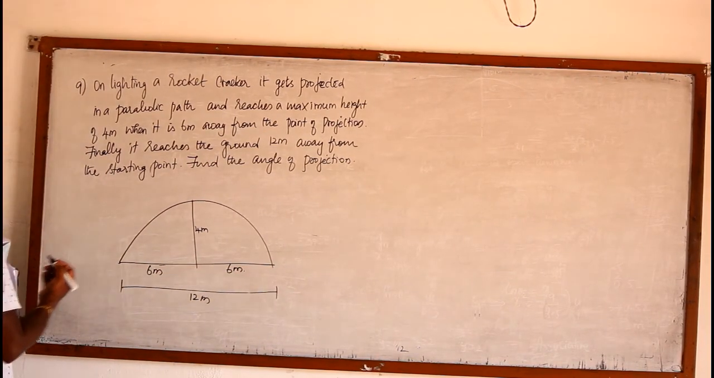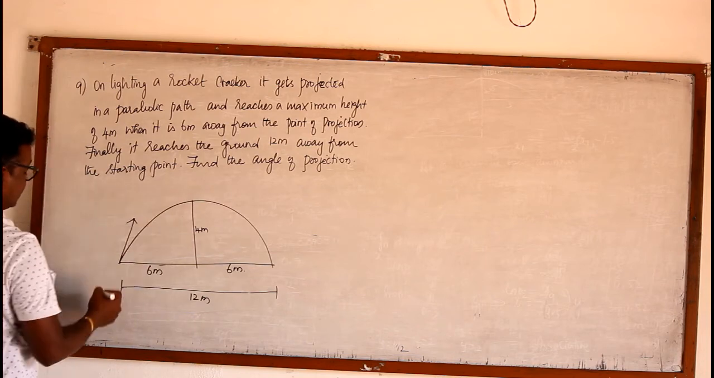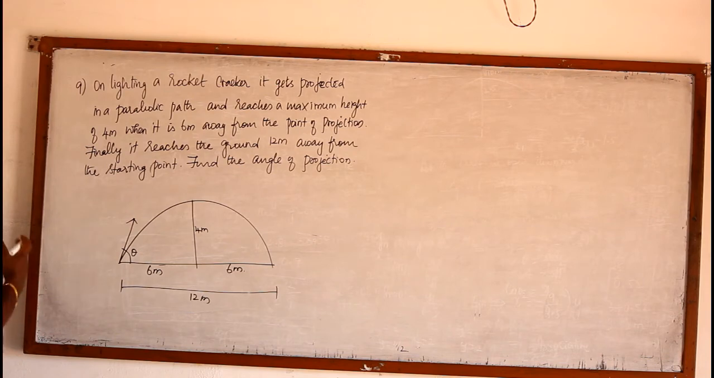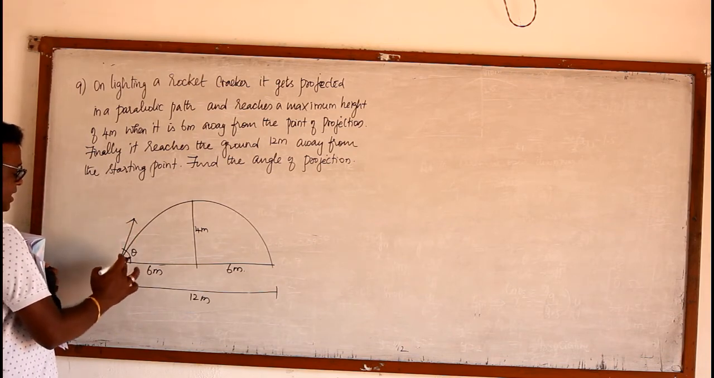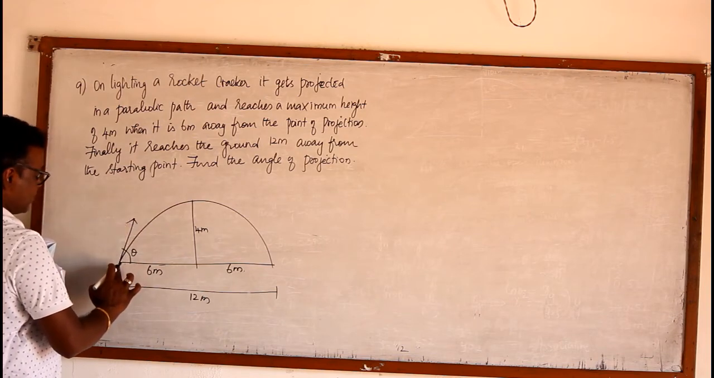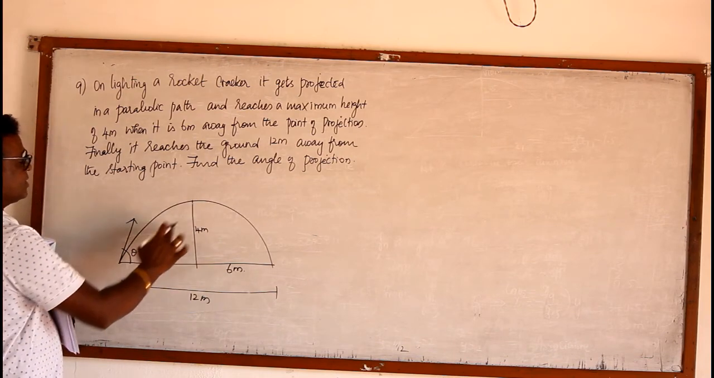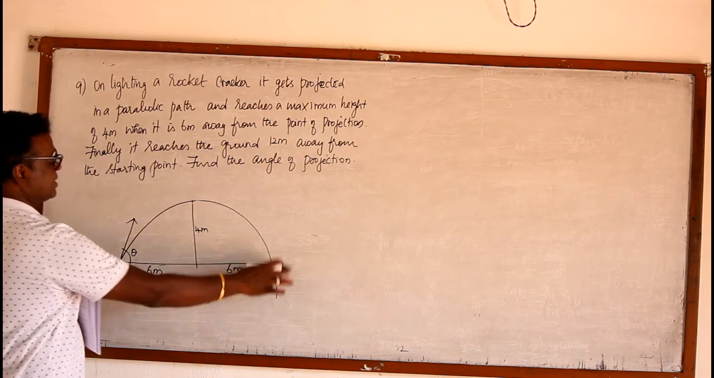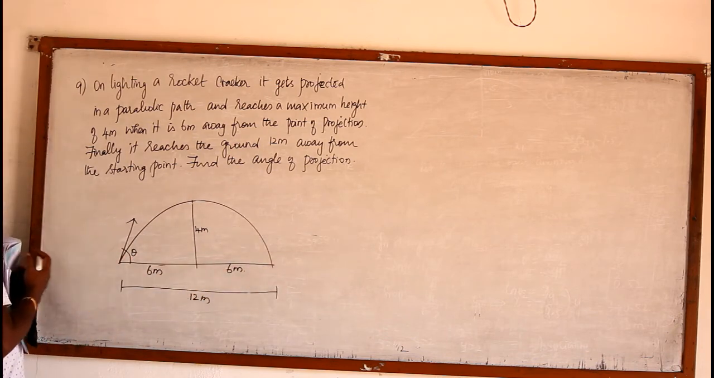Then what is the angle of projection they are asking? Suppose if I draw this one as an angle, so they need this theta, this angle of projection. So it's completely different from all the remaining problems, they are asking the angle here. So once again, your rocket cracker is lightened from this point, it reaches a maximum height when it is 6 meter from the point of projection. Then after it reaches 12 meter from the starting point, it touches the ground.